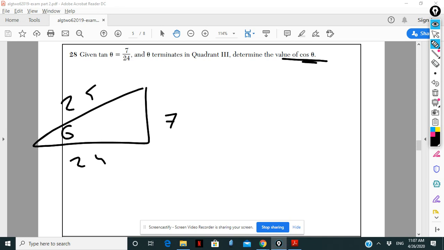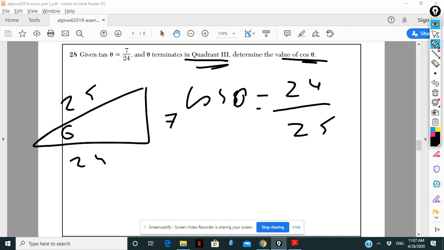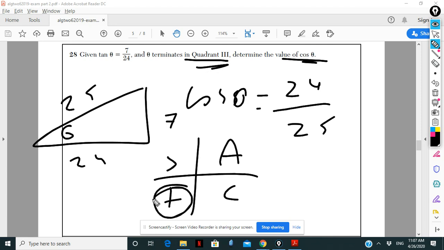You're asking about the cosine. Cosine is adjacent over hypotenuse, which is 24 over 25. But in the third quadrant, so all students take calculus, only the tan is positive here, so that's going to be negative 24 over 25.